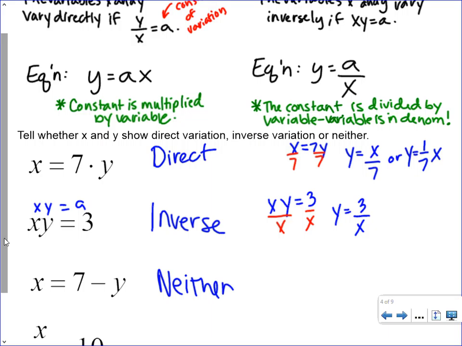Inverse or direct is simply a constant multiplied by a variable for direct, or a constant divided by a variable for inverse, nothing else. Okay. And the last one.